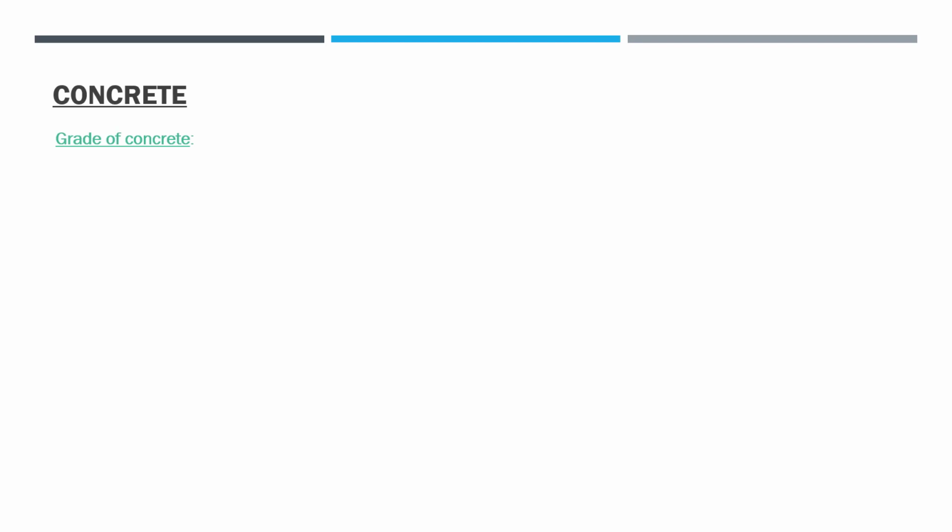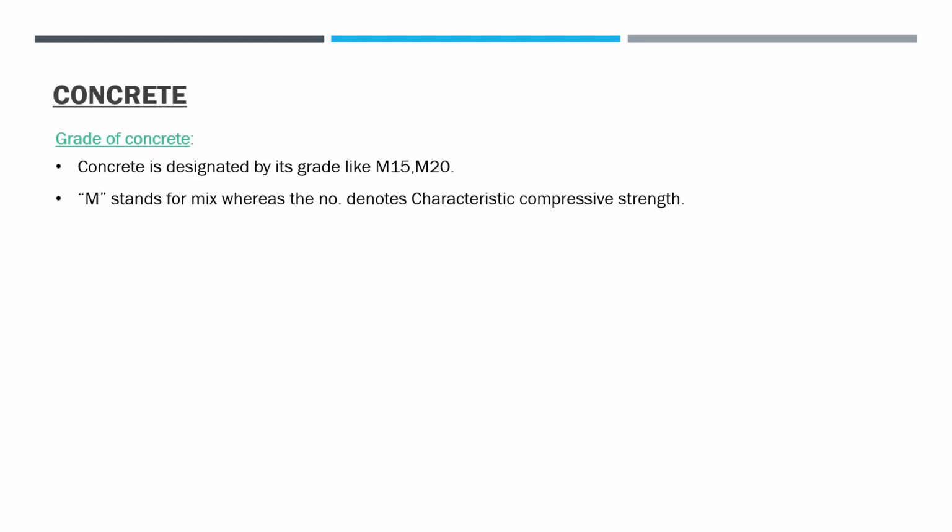Concrete is known by its grade, which is designated as M15, M20, etc., in which the letter M refers to concrete mix and the number 15, 20, etc. denotes the characteristic compressive strength of concrete in megapascals.